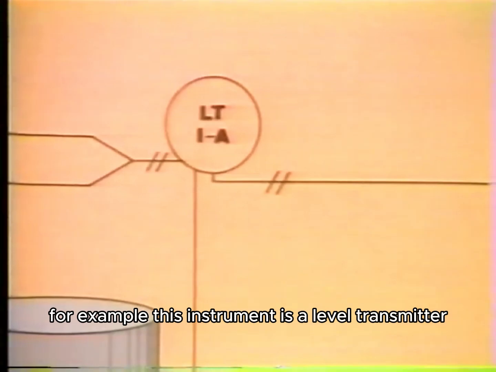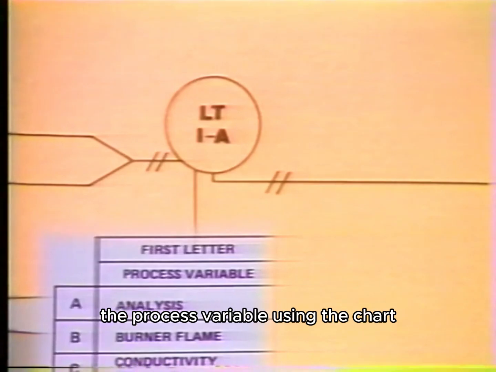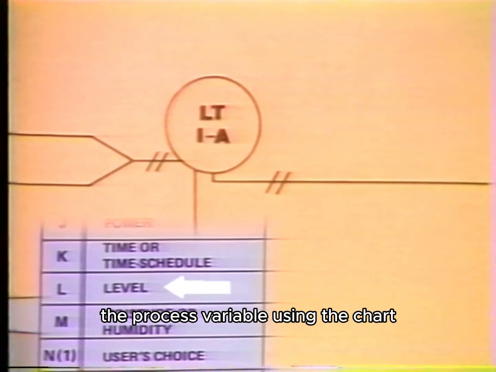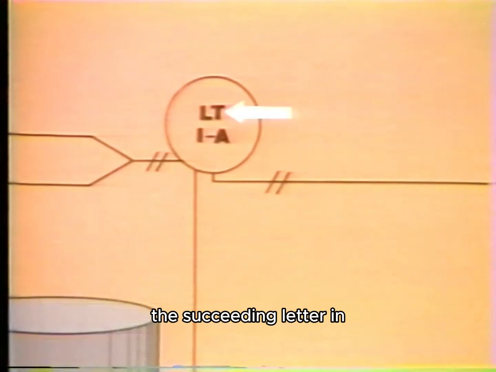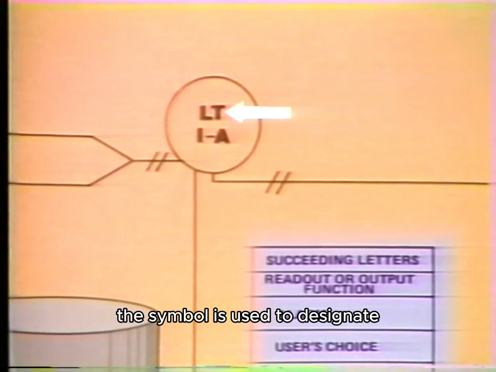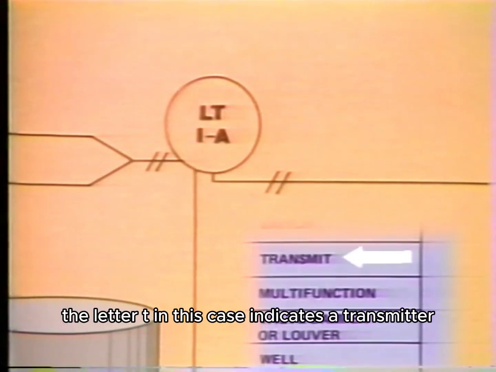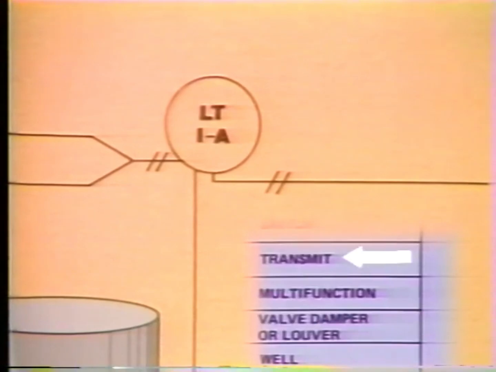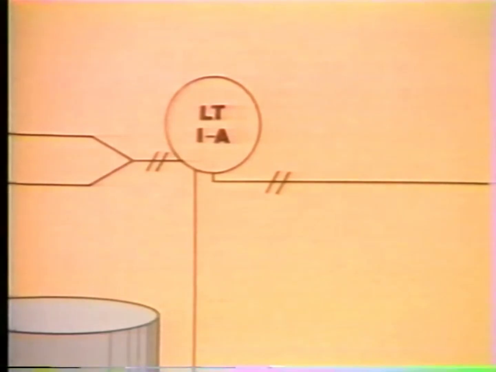For example, this instrument is a level transmitter. The first letter in the symbol designates the process variable. Using the chart, we find the letter L and we see that it indicates level. The succeeding letter in the symbol is used to designate the readout function. The letter T, in this case, indicates a transmitter. We'll discuss the other information in this symbol later.